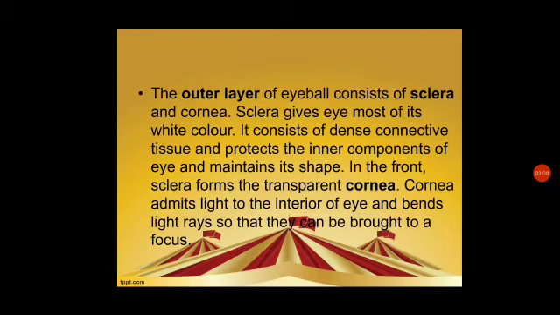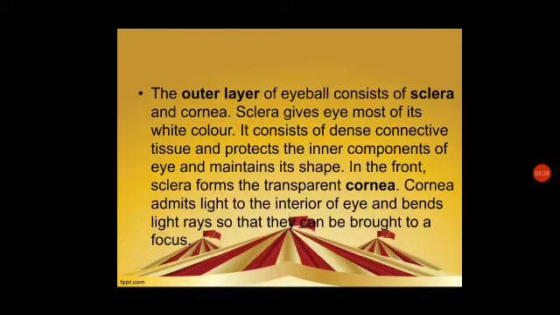The outer layer of the eyeball consists of the sclera and cornea. Sclera gives the eye most of its white color. It consists of dense connective tissue, protects the inner components of the eye and maintains its shape. In front of the sclera forms the transparent cornea.